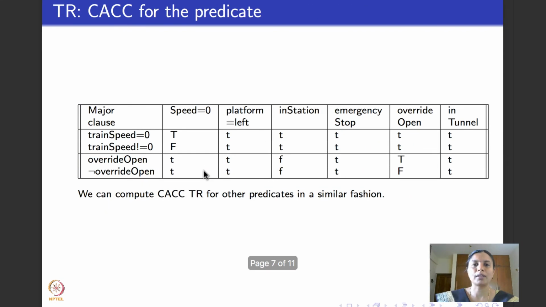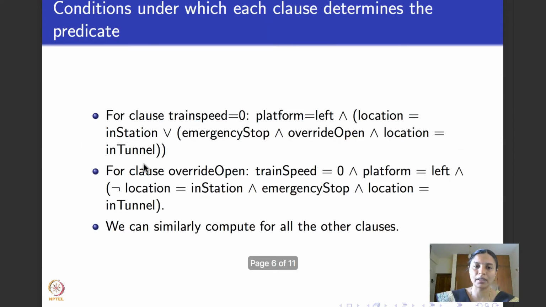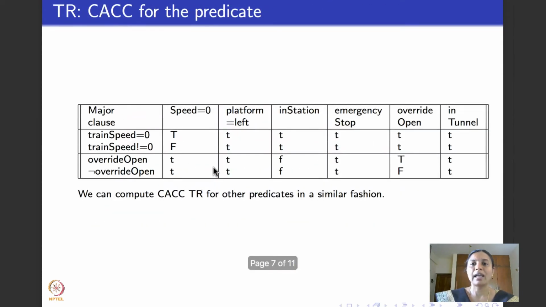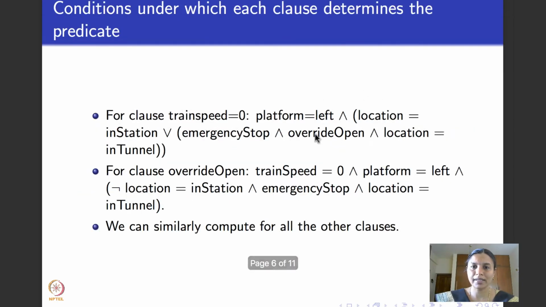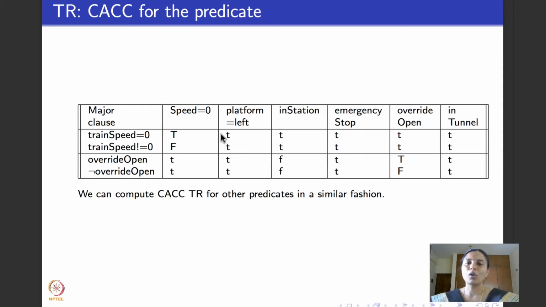So we take the first one, which is train speed 0, and the other one that we worked out, which is override open. And remember what these are: this is like a formula in conjunctive, disjunctive normal form that we saw in the last lecture. So it's very easy to write ACC test requirements for these formulas. You make all the other clauses take value true, and the clause that is your major clause, make it true once and false once. Similarly, whenever override open is a major clause, you make it true once and false once. The rest of the clauses are all made true, along the diagonal.